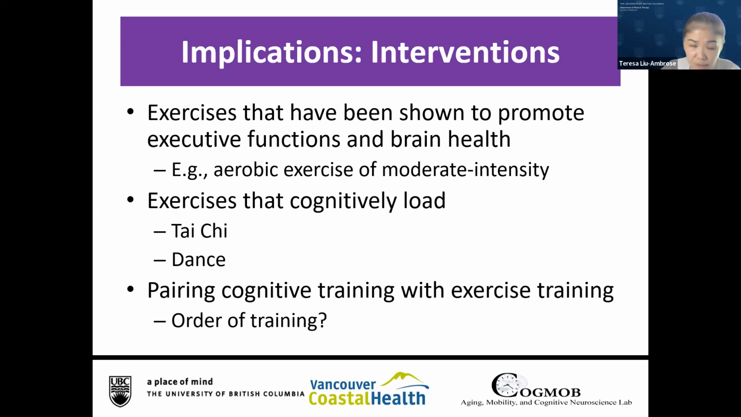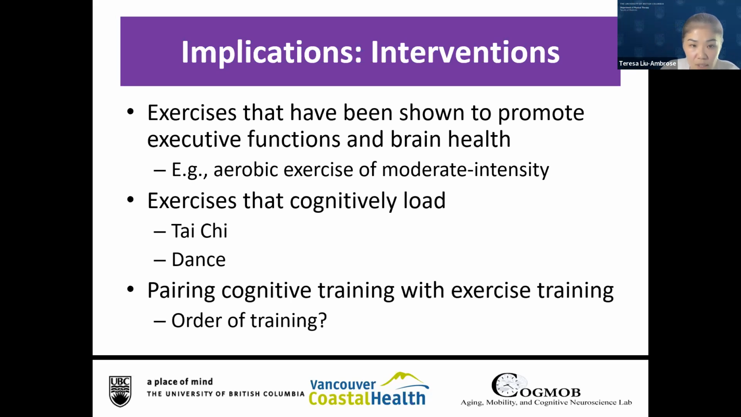There's also lots of interest, both clinically and in research, in exercises that cognitively load. Some people think of walking as a boring task, but I would argue that depends on the individual. Walking is actually a higher order task, and as we get older it becomes more cognitively taxing. But regardless, if we want to tap into the CNS arm of falls prevention, it does make sense to develop exercise programs that are more cognitively challenging or novel.